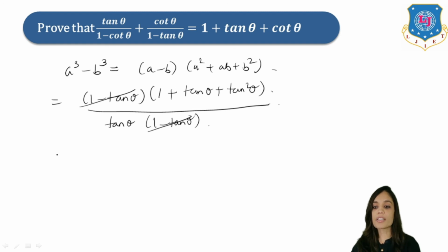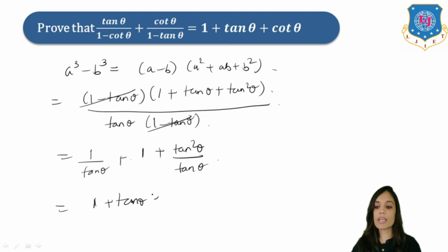Now let us separate this. So first we will write 1 upon tan theta plus tan theta upon tan theta, that will be 1, plus tan square theta upon tan theta. So our final answer will be 1 plus, from this one tan will remain, so tan theta plus cot theta. This is equal to our RHS.